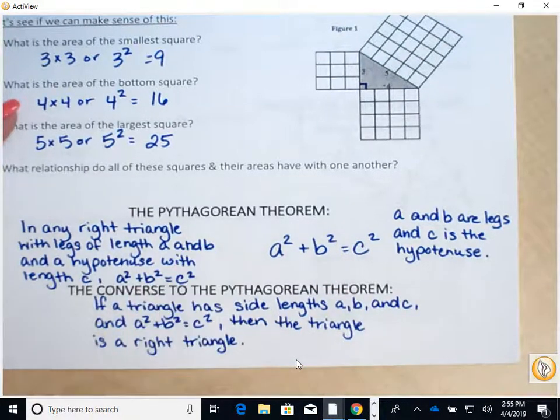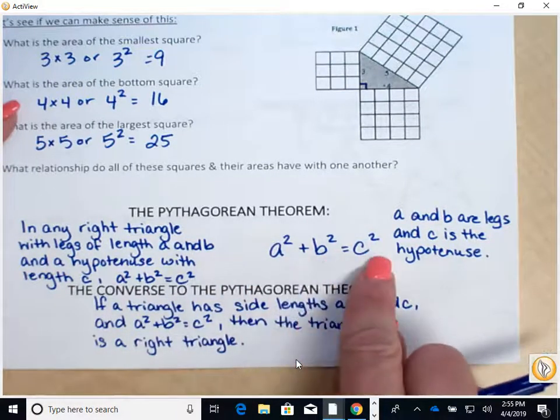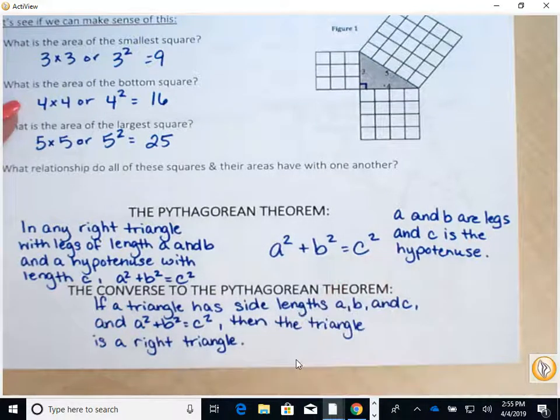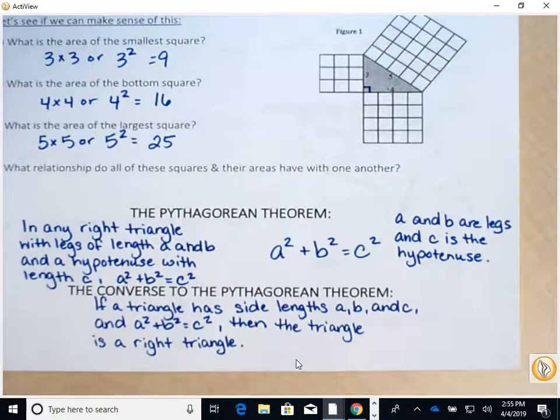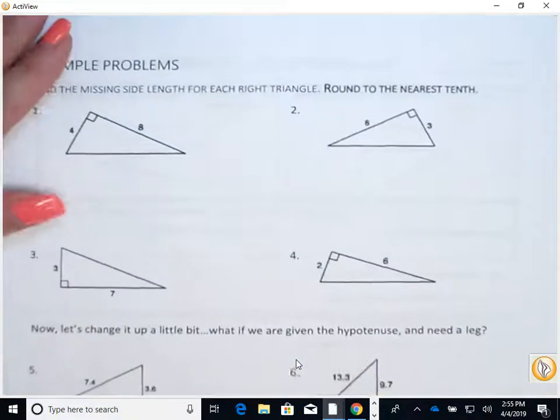If you know the triangle is a right triangle, then I can find a side by using A squared plus B squared equals C squared, where these are the legs and C is the hypotenuse. Or if they tell me the lengths of the sides of a triangle, and they tell me that A squared plus B squared equals C squared is a true statement using those side lengths, then I can tell you it is a right triangle. So that's the Pythagorean theorem and its converse. Let's go ahead and do some example problems where we can find missing sides.